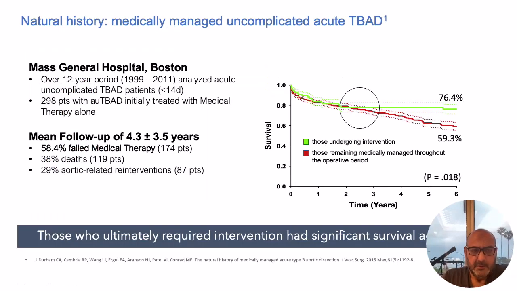I'm going to talk about this study because it's an old study that was done at Mass General. Mass General is a big hospital in Boston, affiliated with Harvard Medical School. They looked into their dissection cases from 1999 all the way to 2011. And what they found is that uncomplicated type B dissection, if treated, they found an increase in survival.